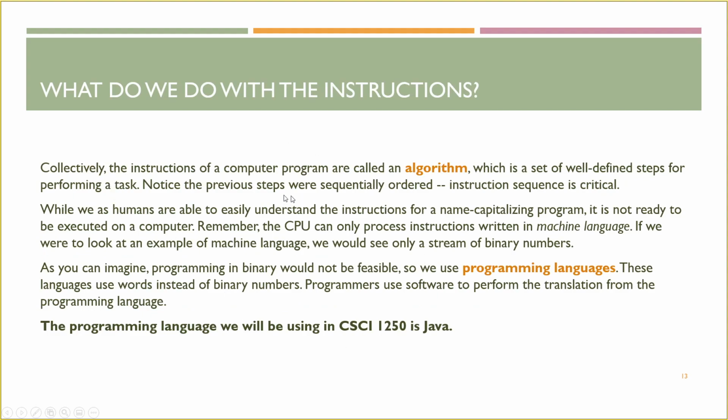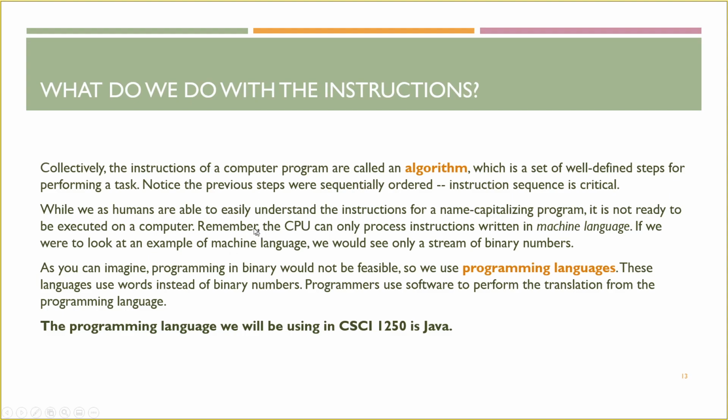So, like it says here, collectively the instructions of a computer program are called an algorithm, which we've discussed already. And I'll redefine that again, just so we're clear. An algorithm is just a set of well-defined steps for performing a task, and they need to be sequentially ordered. Otherwise, they're not a set of instructions, they're just a list of things, right?